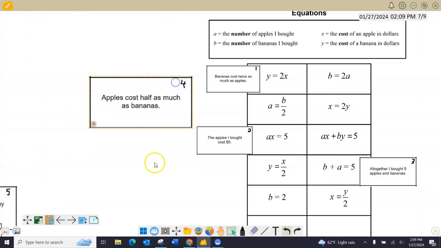Let's take a look at here. What do we have? Apples cost half as much as bananas. All right, work this one out. Do a little experiment. Make up a cost for apples and bananas that would make sense. And which of these equations represent that? Okay, pause and come back.